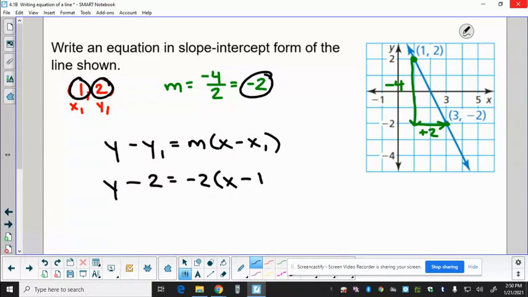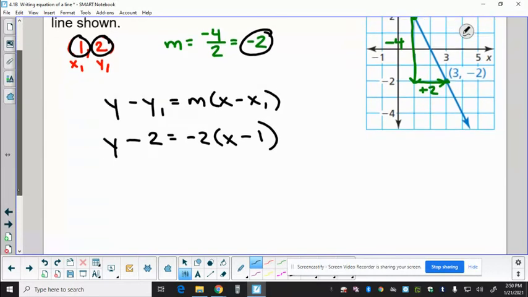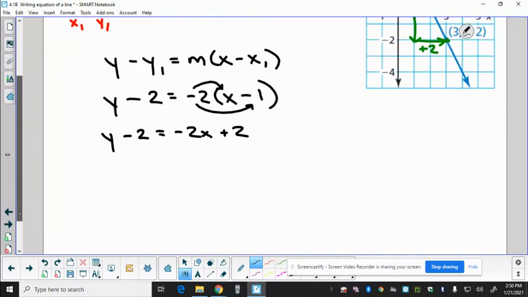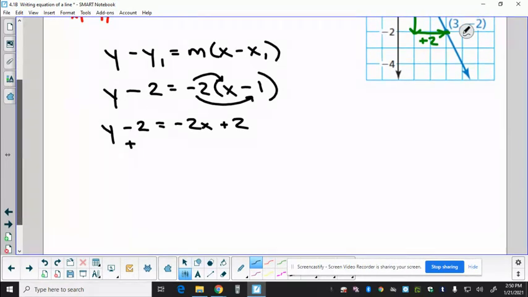Get rid of that 2 by adding it to both sides. Cancels here. Here we go. Y equals, drop down this. There's mx. Add those together, plus b. All done.